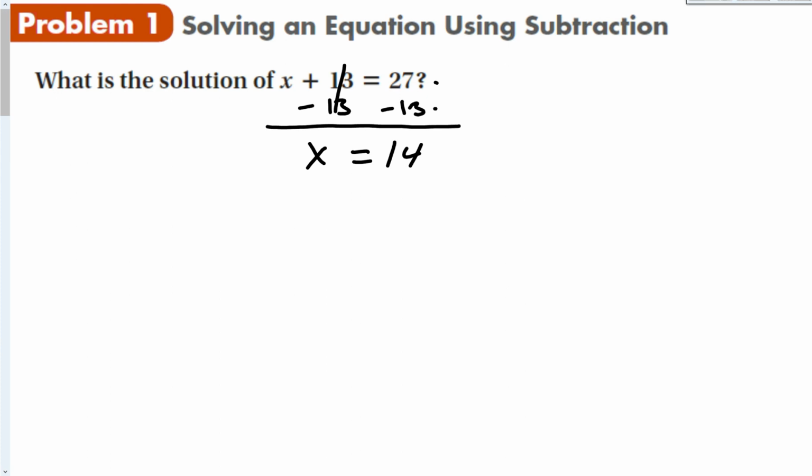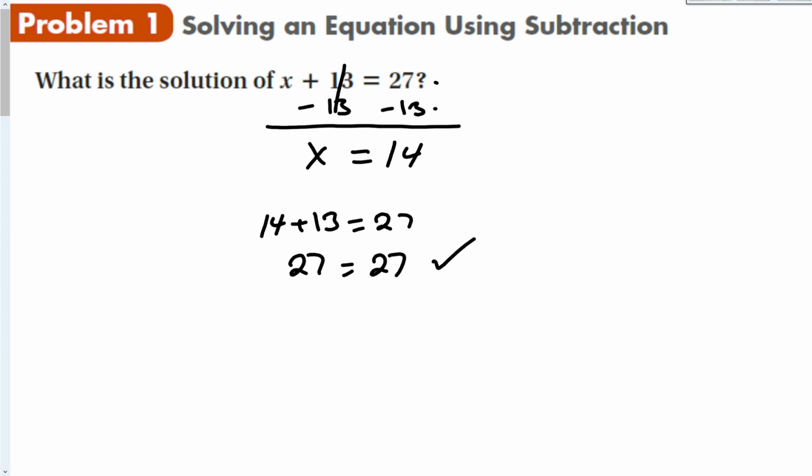Okay? You should also maybe try to check your work. If x plus 13 is equal to 27, if I replace my x with my answer, 14, is that true? Well, 14 plus 13 is 27, so that actually checks out. Not something you have to do every time, but it is a good habit to get into for harder questions.